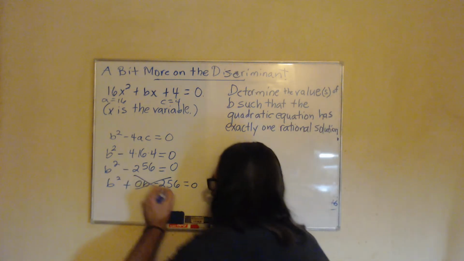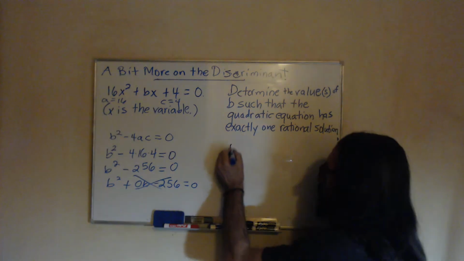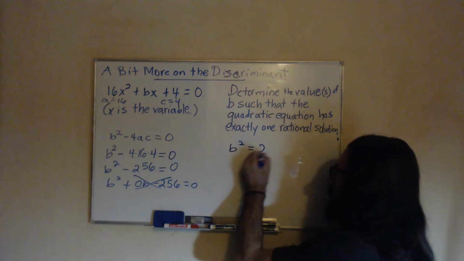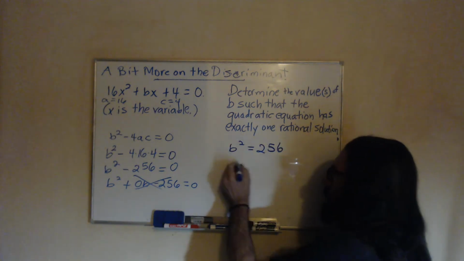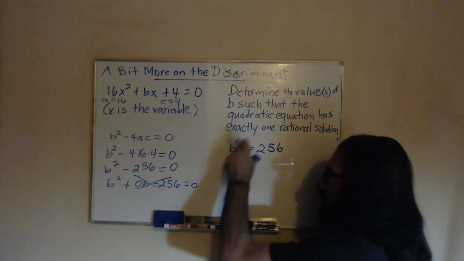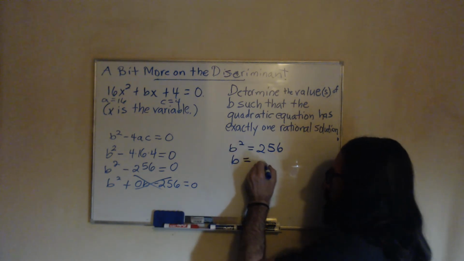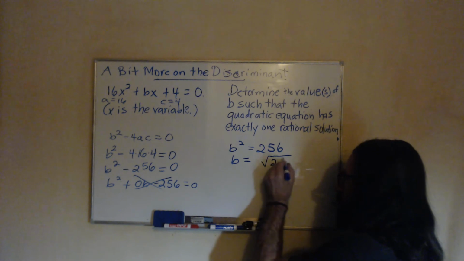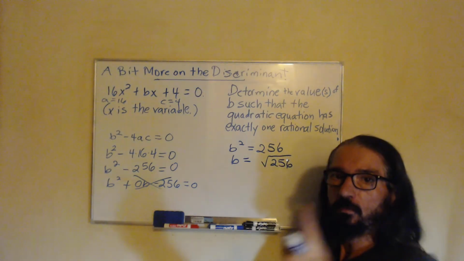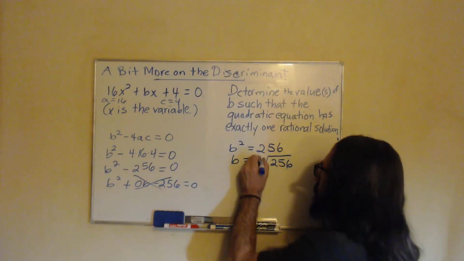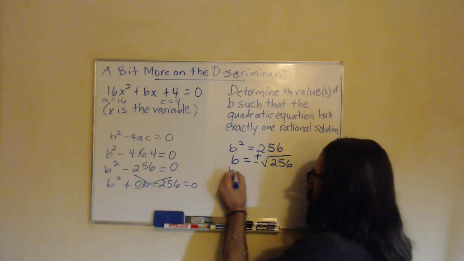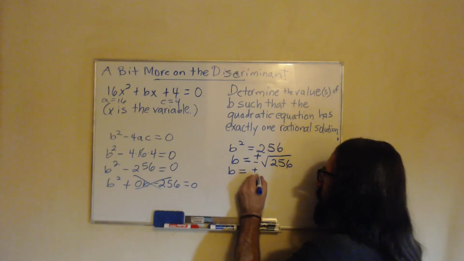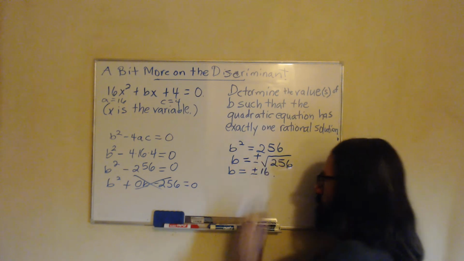But it would simply be easier to add 256 to both sides and apply the square root property, which is going to cancel on the left. Take the square root of 256. Oh, don't forget the plus or minus. We actually get two possible values of b.